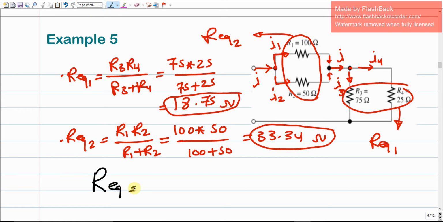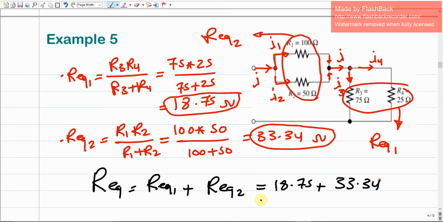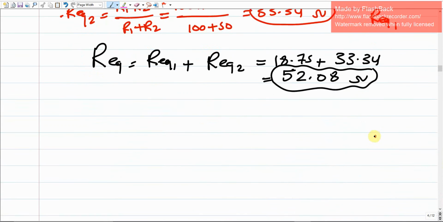R equivalent, this is the big R, is going to be the sum of R equivalent 1 plus R equivalent 2. Why are we summing both of them? Because they are in series. So for R equivalent, we get 18.75 plus 33.34. If we did the calculation, this gives us the overall resistance of 52.08 ohms. Make sense?